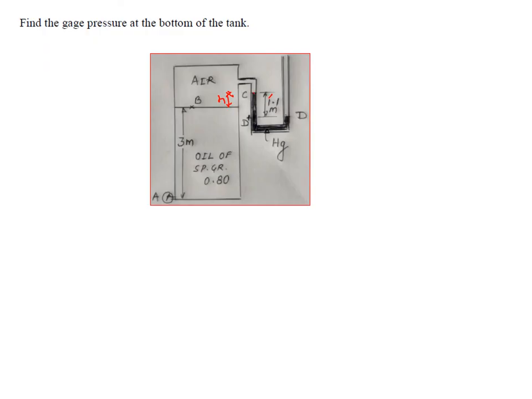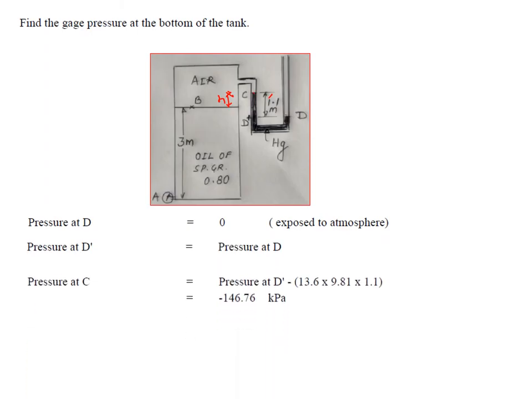Once we get the pressure at B, then we can find out the pressure at A. As we move downwards, pressure increases, so you can add the specific weight of oil multiplied by 3 meters. Then you will get the pressure at A. Now as I told you, D is exposed to atmosphere, so the pressure there is 0. Because it is one continuous liquid, the pressure at D dash has to be equal to the pressure at D, which is 0.